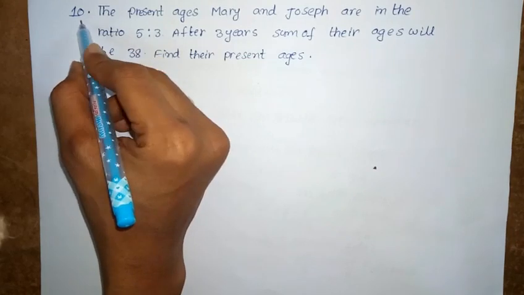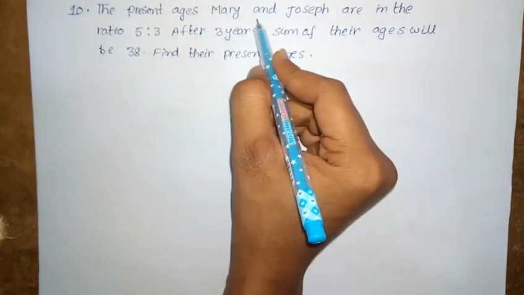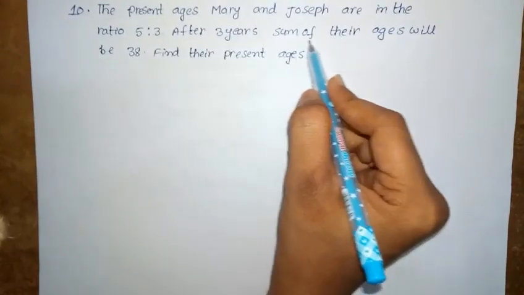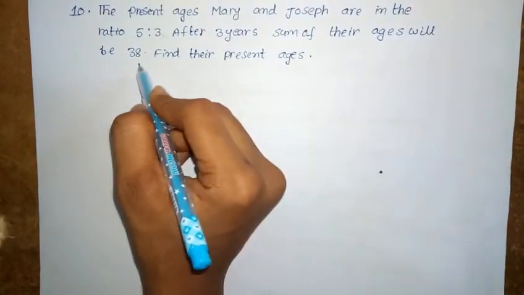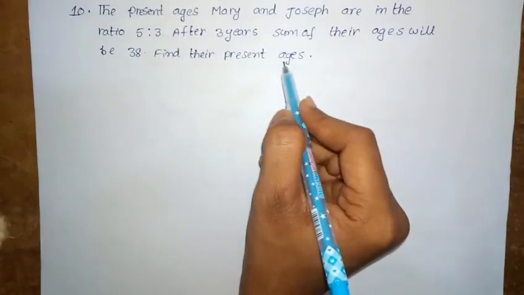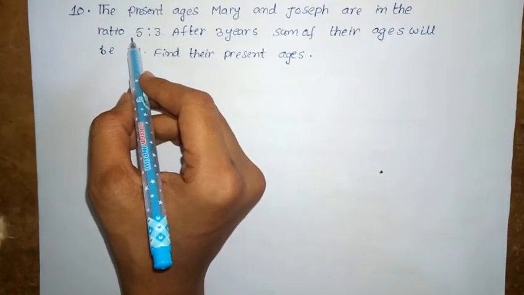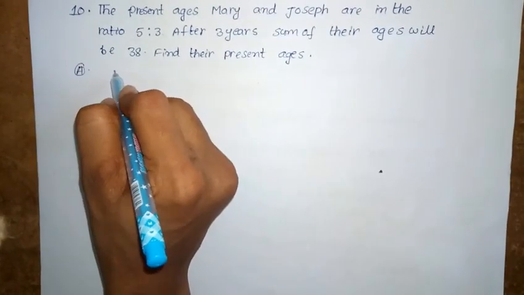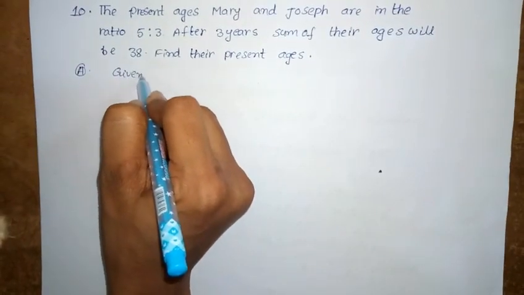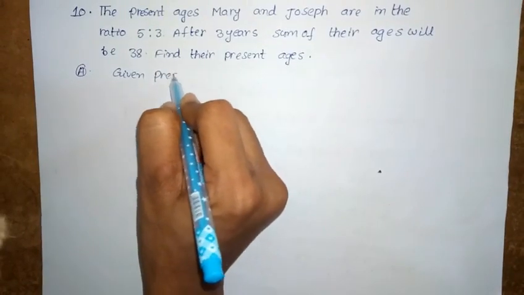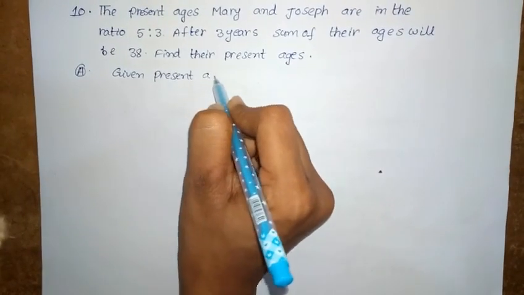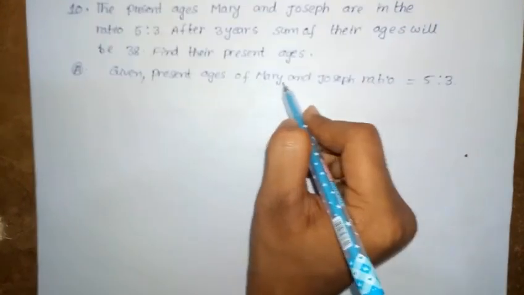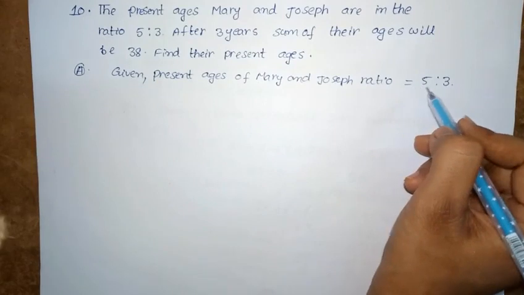Next problem, the 10th one. The present ages of Mary and Joseph are in the ratio 5:3. After 3 years, the sum of their ages will be 38. Find their present ages. So in the problem given, the present ages of Mary and Joseph are in the ratio 5:3.